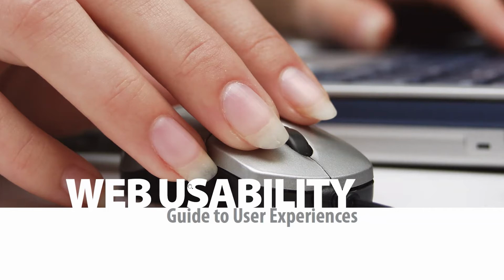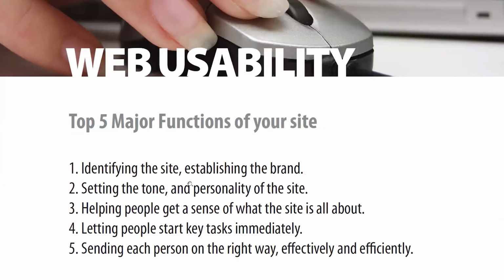All right, so we're going to start with this. One of the top major functions of a website is identifying the site, establishing its brand. Usually it's a logo up in the upper left corner or in the center, somewhere at the very top. We're going to learn the term above the fold later on. But there has to be some kind of identifying element. If you go to a site and don't see any kind of corporate identity or logo, you kind of question what it is all about.